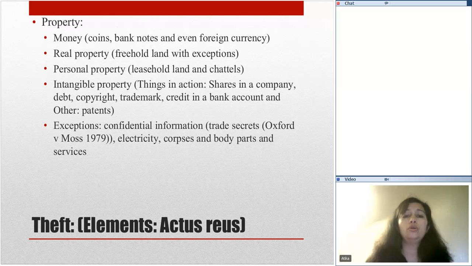Real property is all freehold land with exceptions. Exception will include, for example, easement or something like that. Personal property is any leasehold land and chattels. Chattels are the things, your computer, your couch, your table, whatever. Those are the chattels, all the tangible things.